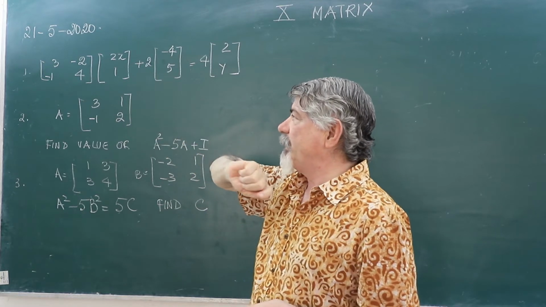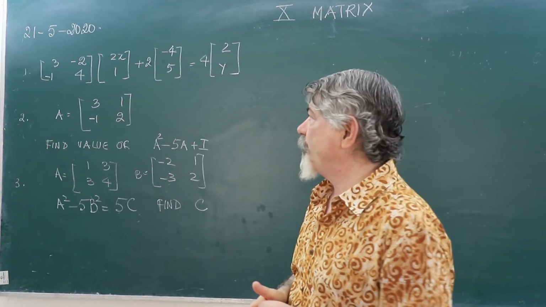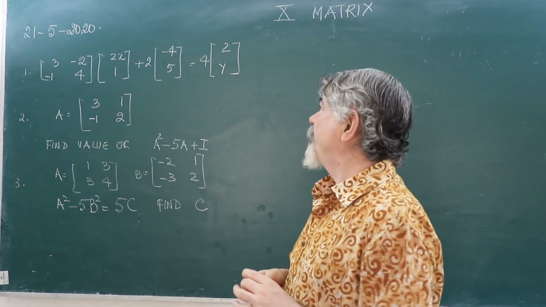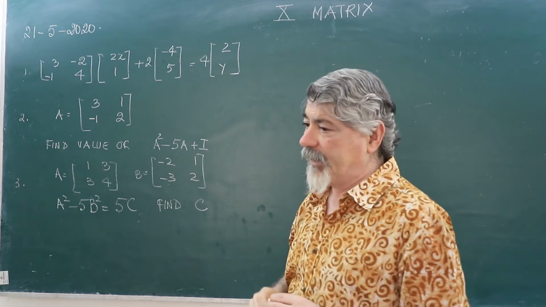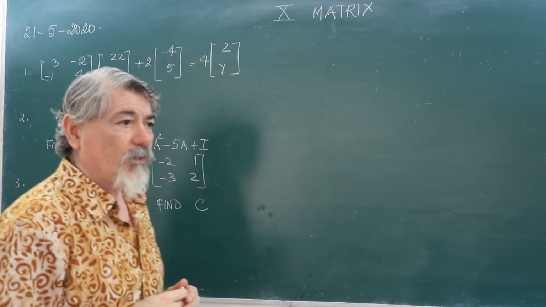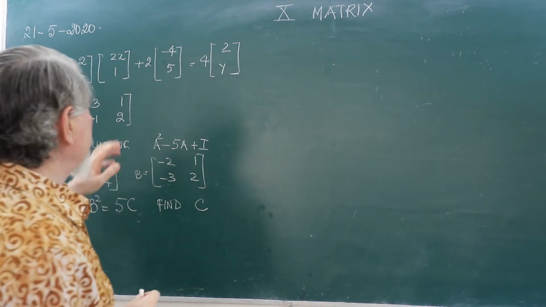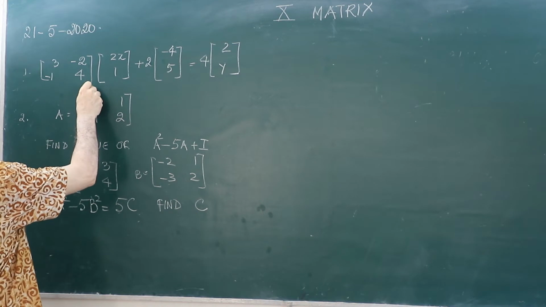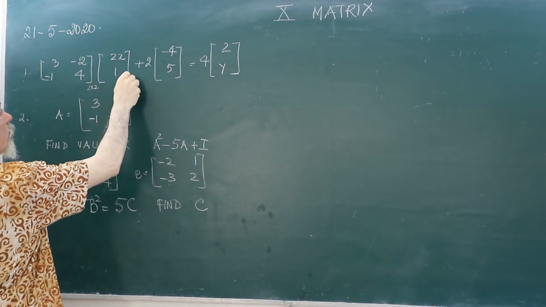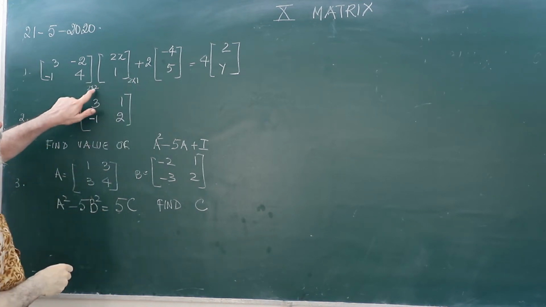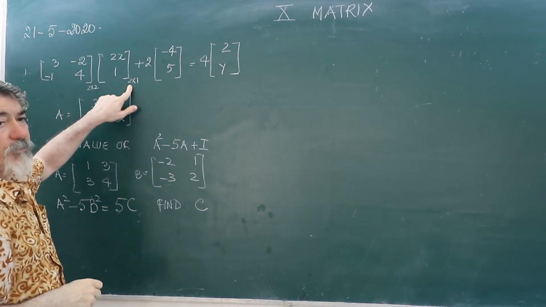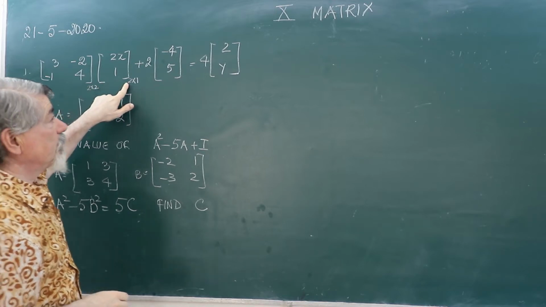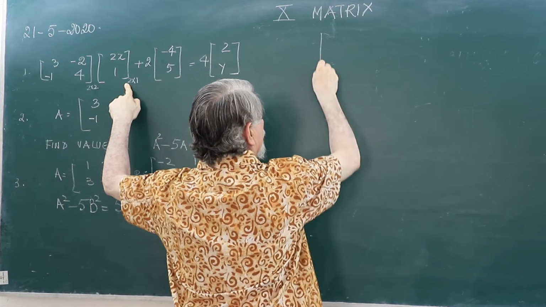So in question number 1, I have the matrix 3, minus 2, minus 1, 4 multiplied by 2x, 1, plus 2, minus 4, 5 is equal to 4, 2y, and I have to find the value of x and y from this. This matrix multiplication is possible because the first is 2 by 2 and the second has 2 rows and 1 column. The number of columns is 2 here and the number of rows is 2 here. So this multiplication is possible. If I multiply this, what will I get?